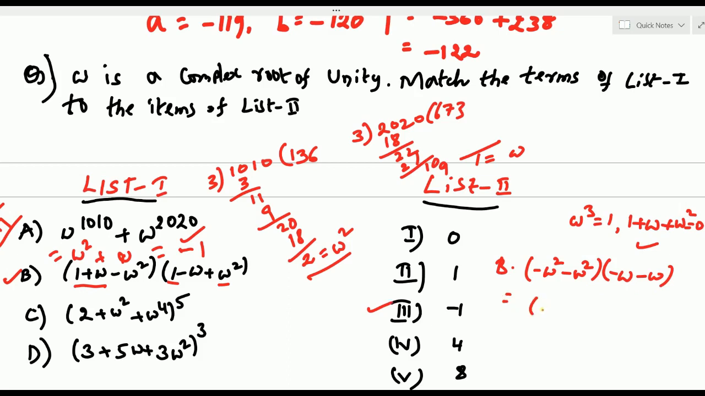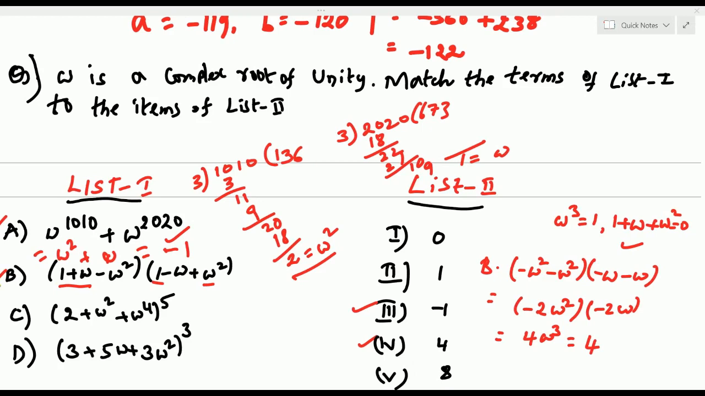-2 omega square into -2 omega. Minus into minus plus 4, 2 into 2 4. Omega square into omega అంటే omega cube. Omega cube value అంటే 1 తెలుసు కదా. Therefore the resultant is 4. 4 is matched with the fourth point. అంటే మనకి B is matched with the fourth point. A is matched with the 3. B is matched with the 4. Please wait for a few seconds.